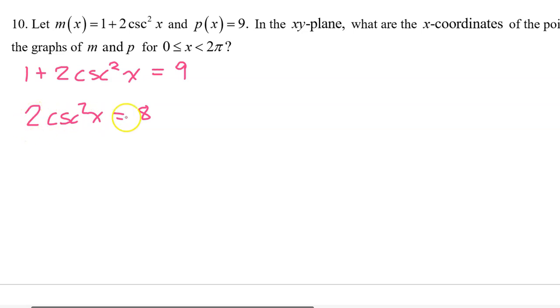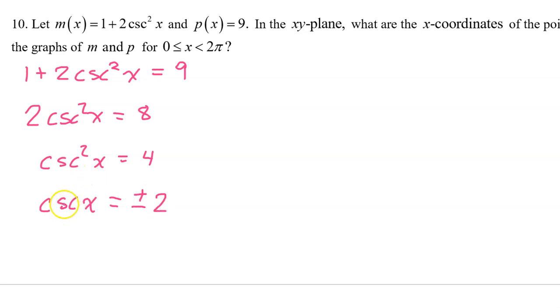Next, we divide both sides by 2. This leaves cosecant squared x is equal to 4. We can unsquare the cosecant by taking the square root of both sides of the equation. Be careful, when you take the square root of both sides of an equation, the solution will be plus or minus. So we will have plus or minus 2. Obviously, the square root of 4 is 2.